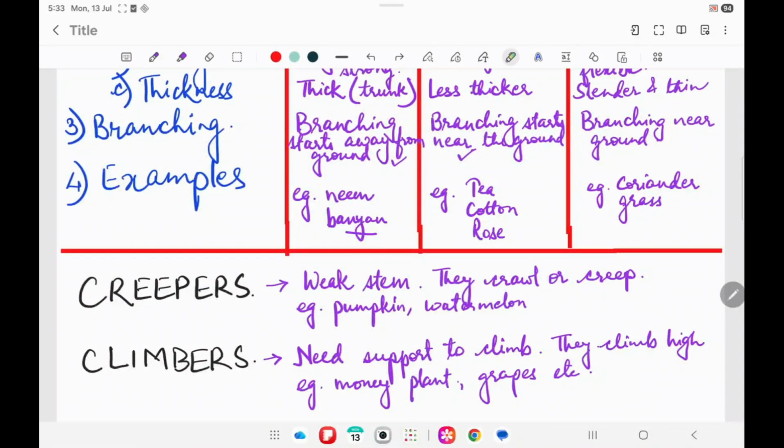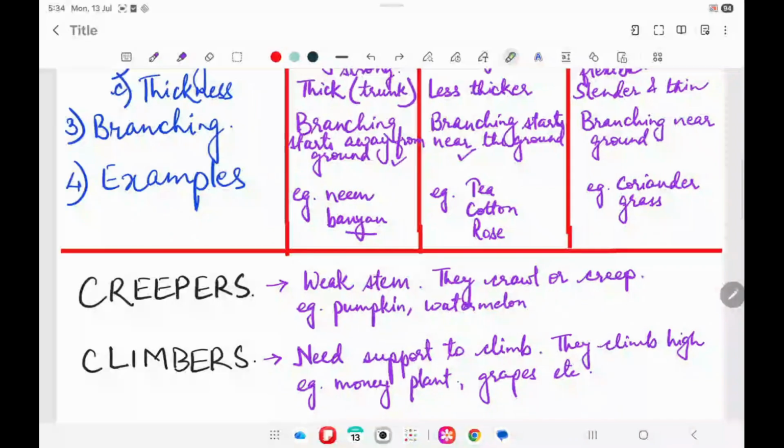Then came the examples. The examples of trees are neem and banyan. The examples of shrubs are tea, cotton and rose. The examples of herbs are coriander and grasses. There are many other examples, but we have taken only a few. Then came the next type of plants. They are creepers. Creepers have weak stems and they creep or crawl on the ground.